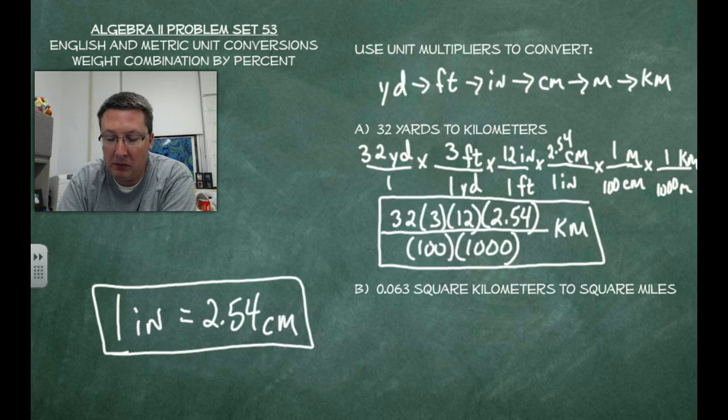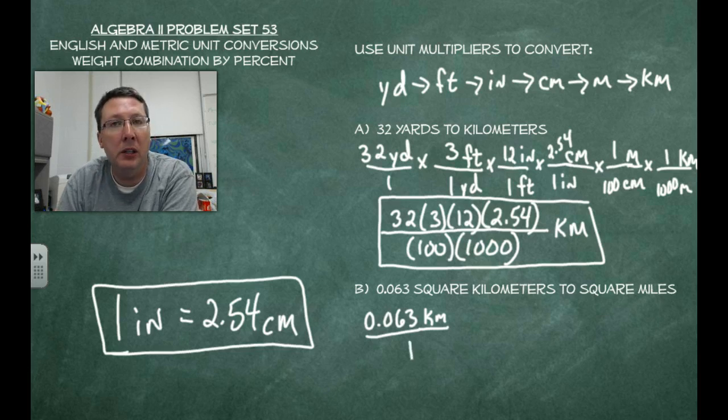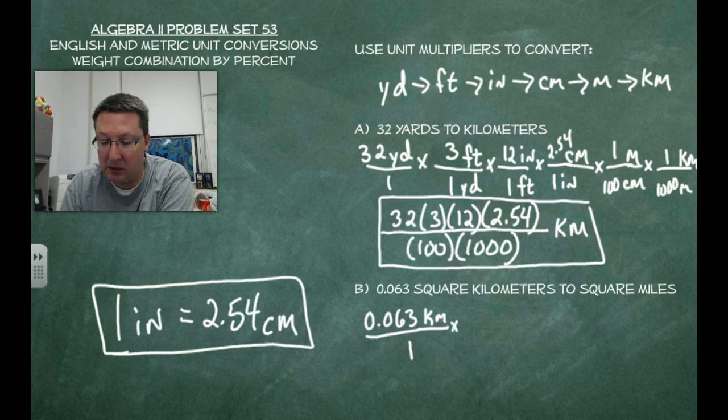I believe we've done some of these already, and what I suggest you do is start with just converting kilometers to miles. We'll throw on the squared part in just a minute, but we're going to start with this 0.063 kilometers. I'm trying to get those down to miles. Well, kilometers is metric, miles is English, so I needed to use that crossover from inches and centimeters. So my first step is I want to get kilometers down to centimeters.